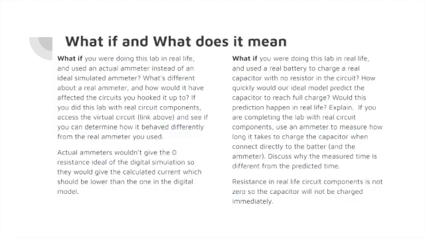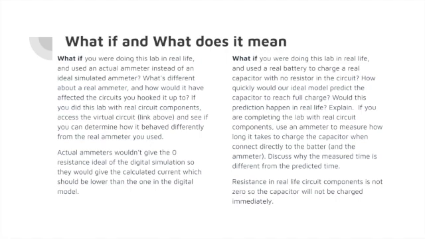What if, and what does it mean? What if you were doing this in real life and used an actual ammeter instead of an ideal simulated ammeter? What's different about a real ammeter and what would happen to the circuits that you hooked it up to? An actual ammeter wouldn't give the zero resistance ideal of the digital simulations. They would give a calculated current which should be lower than the one in the digital model.